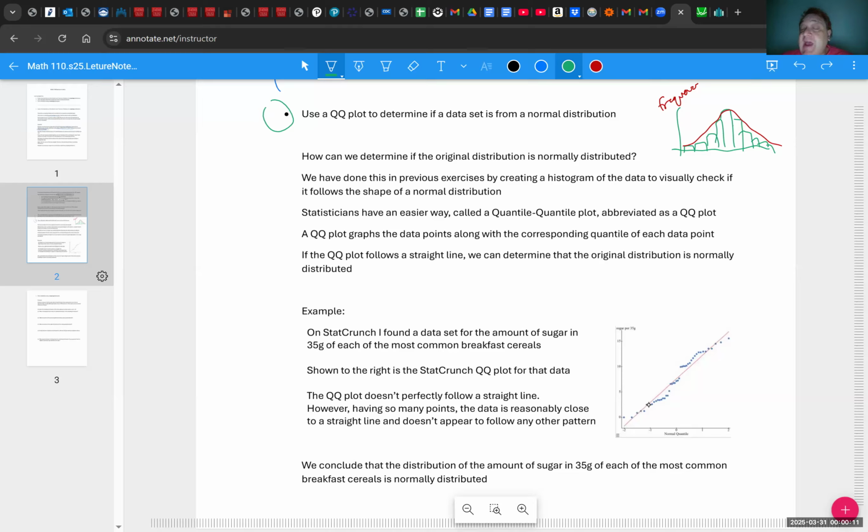Generally, the more data points you have, the easier it's going to be to tell whether it follows a straight line. And with very few data points, it's going to be harder to tell. So keep that in mind when you're building up your intuition, your experience with calling these out. All right, so that's the QQ plot thing. It helps you determine if the original distribution is normally distributed or not.